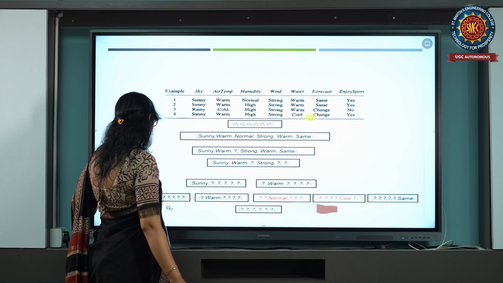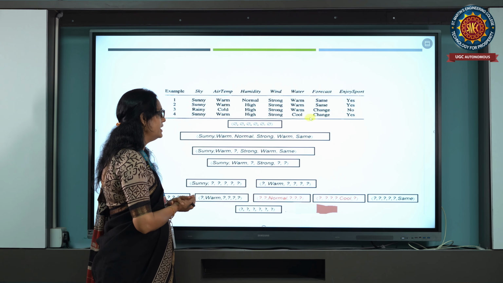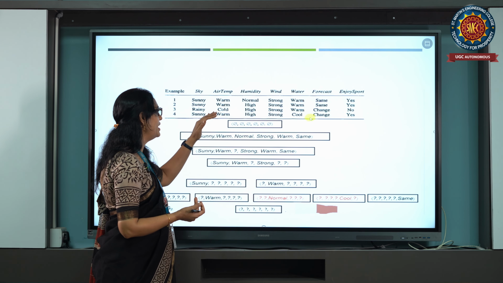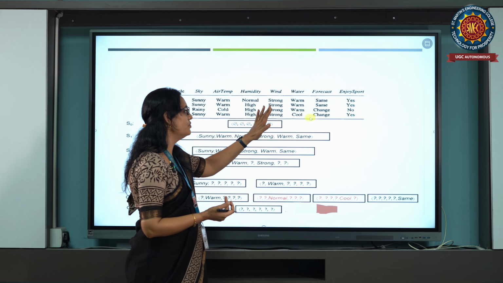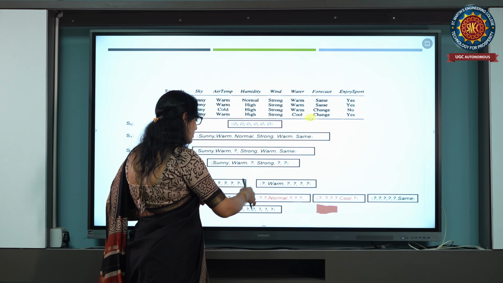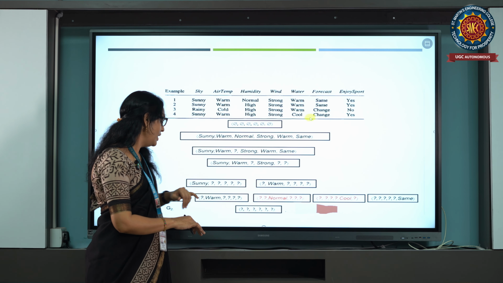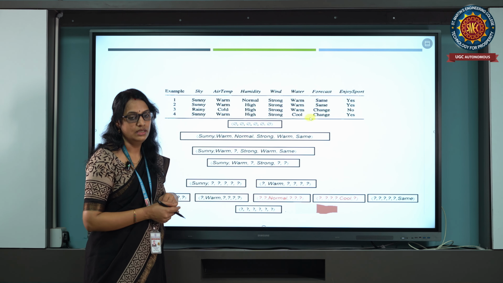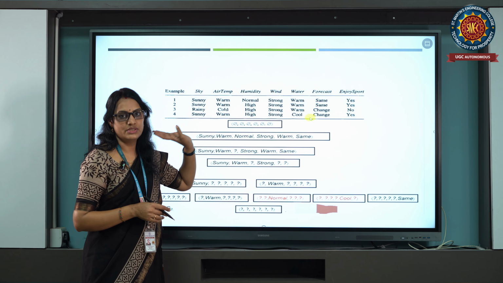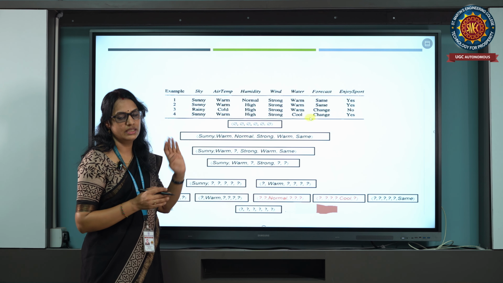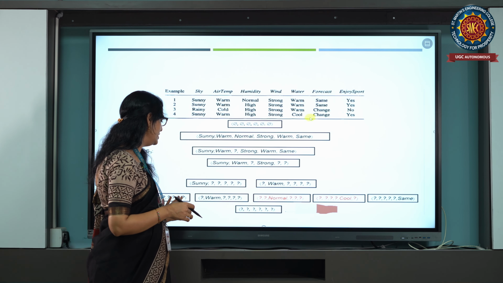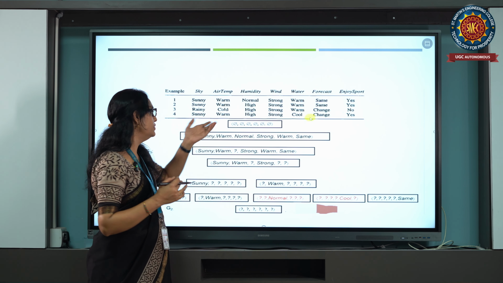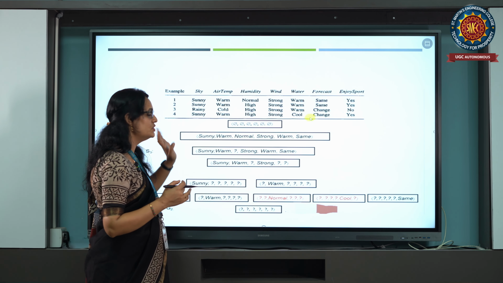Next, we are going to see the second example. What is the second example? I am having sunny, warm, high, strong, warm, same, yes. Again, I am going to compare with the general hypothesis. What is the G1 value? We are having question marks here, so it is also consistent with that. So I am not going to change the values of the general hypothesis. As it is G naught, G1 will be the question marks. Go to the S naught values, the more specific values.